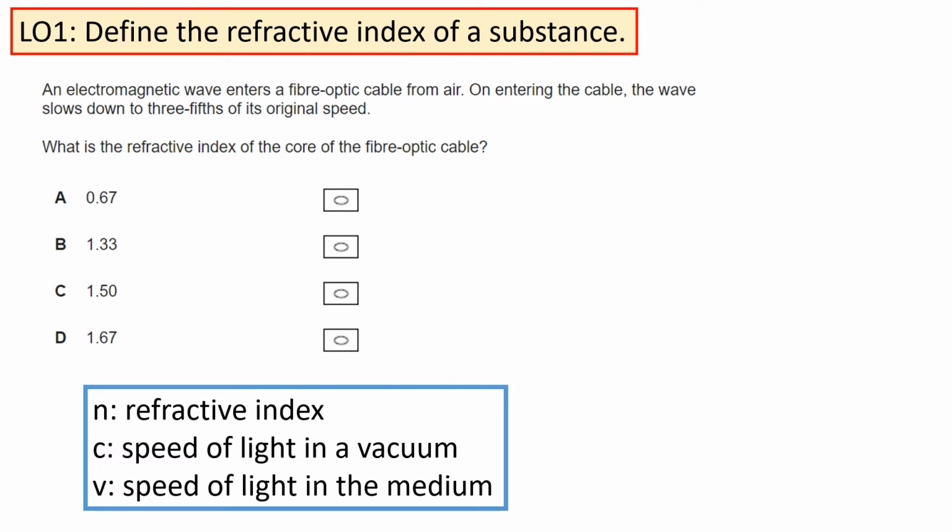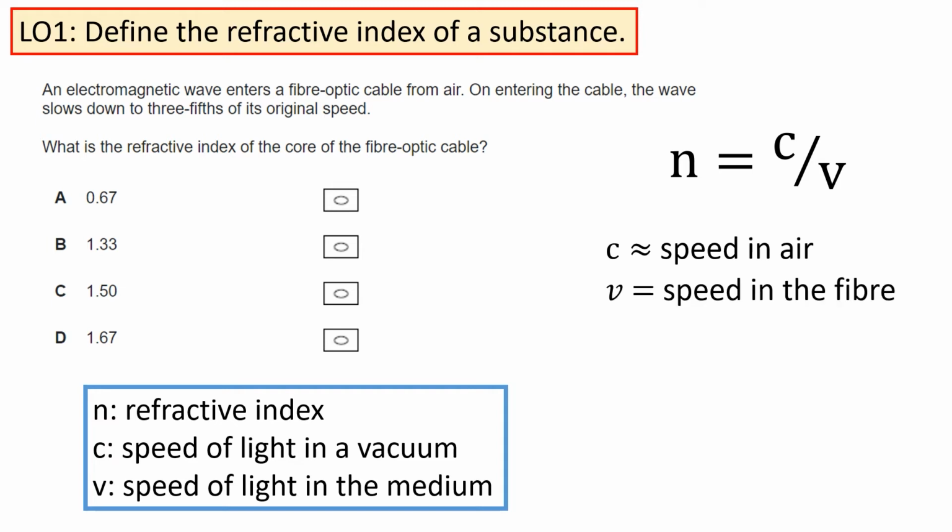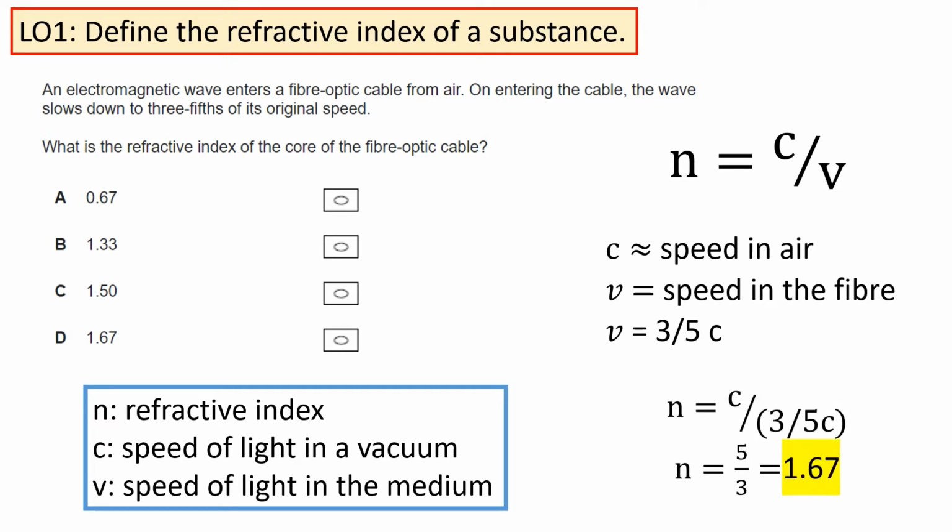Firstly, we should note that the refractive index is equal to the speed of light in a vacuum divided by the speed of light in a medium. We should also note that the speed of light in a vacuum is very approximately equal to the speed of light in air. v is the speed of light in this fibre, which is the medium, and therefore v is 3/5 of c. Putting this into our equation for the refractive index, we get that n is equal to 1.67, meaning that the final answer should have been D.